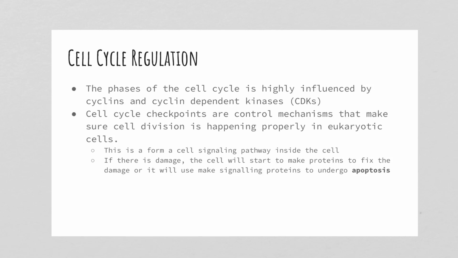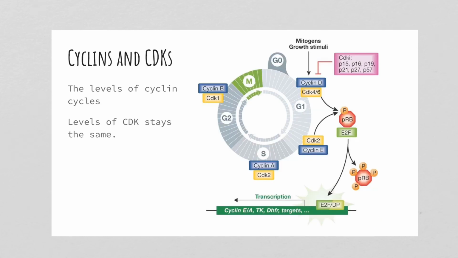If you don't pass those checkpoints, a couple things can happen. The cell can try to fix itself, which is awesome that it can do that. Or if things are so bad and so damaged, then you're going to go into apoptosis, which is cell suicide and cell death. Basically, it gets rid of itself cleanly, so you don't even realize that that cell ever existed at that point. So things are controlled in the cell by using the cyclins and CDKs.